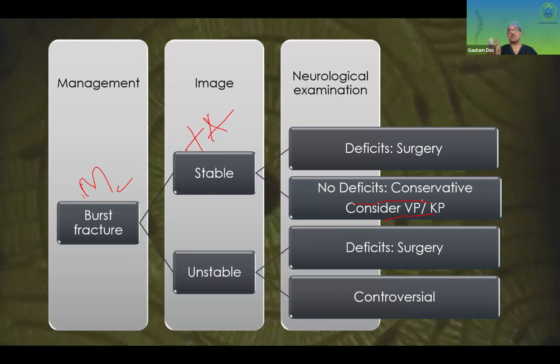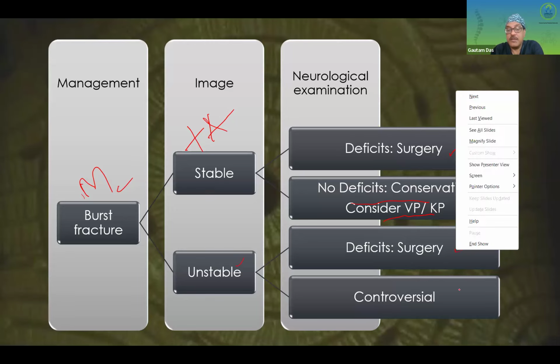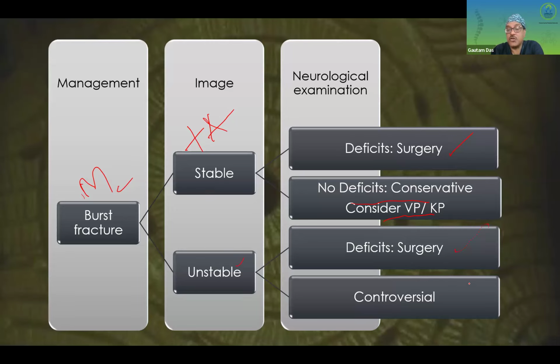And if there is a neuro deficit, even in a stable burst fracture, a neuro deficit is possible. If the posterior cortex is not intact, that can impinge on the spinal canal structures and it can cause the deficits. In that situation, surgery is needed. If it is unstable, then definitely if a deficit is there, surgery is needed. If the deficit is not there, then it's controversial, but the majority again prefer to go with surgical intervention in the unstable fracture, even though there is no neuro deficit.